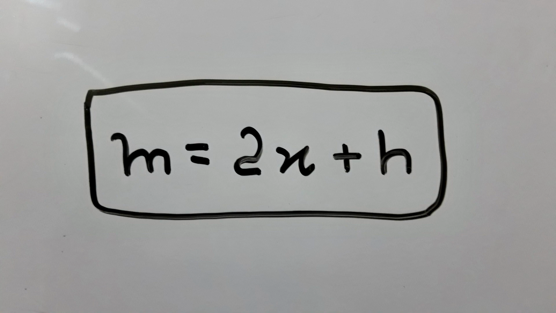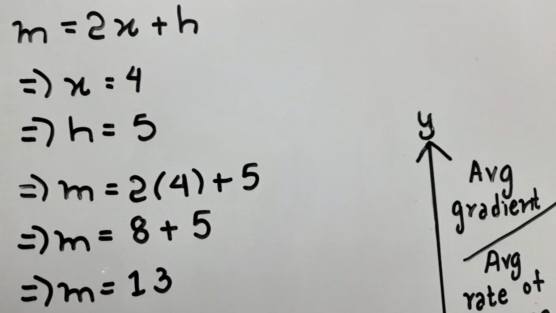Side note, each curve has its own secant gradient formula, which is found out by the working I told you a bit before. Now we just input x and h into the gradient equation, which gives us 2 into 4 plus 5, 8 plus 5, 13 as the gradient of the secant line between the coordinates 4,16 and 9,81 on the curve y equals x squared. Again, the gradient is 13.